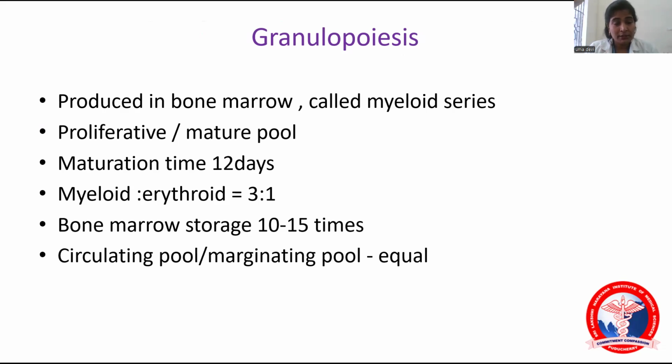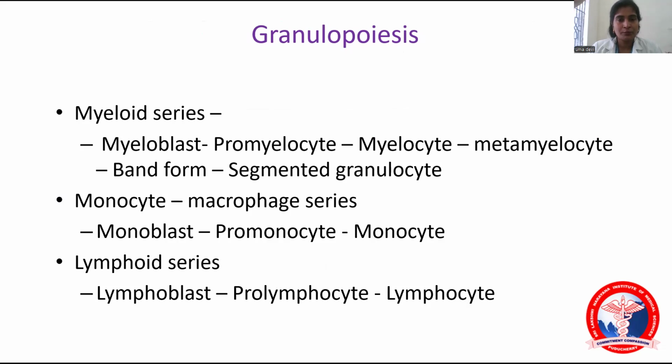The storage pool capacity is 10 to 15 times the circulating pool. This means whenever there is acute stress or certain conditions with defective production, it will not show immediately, because cells are released from the storage pool. So I would like you to know how their maturation takes place.